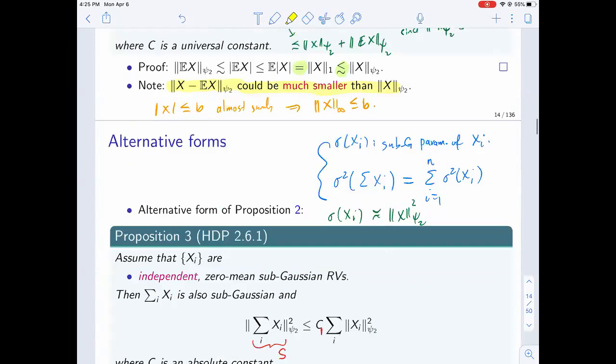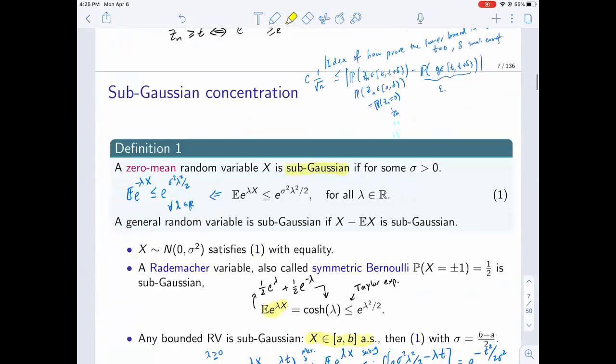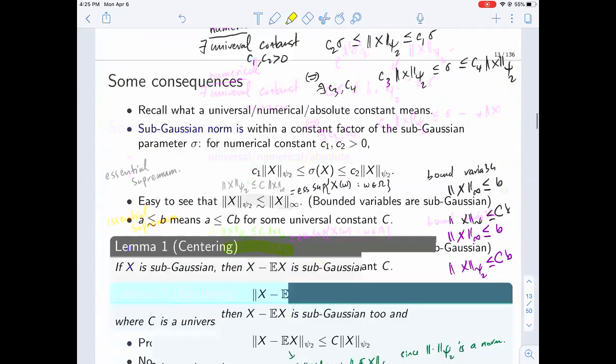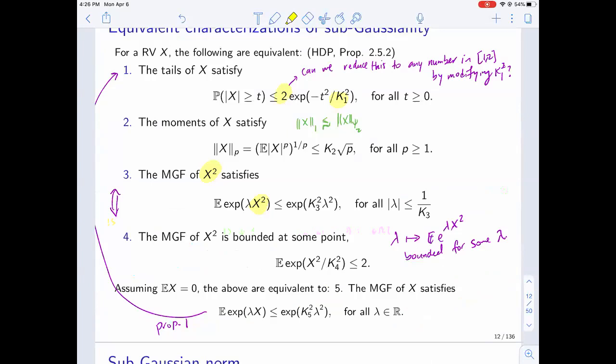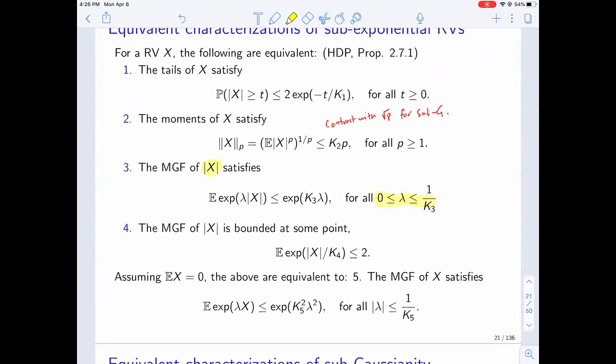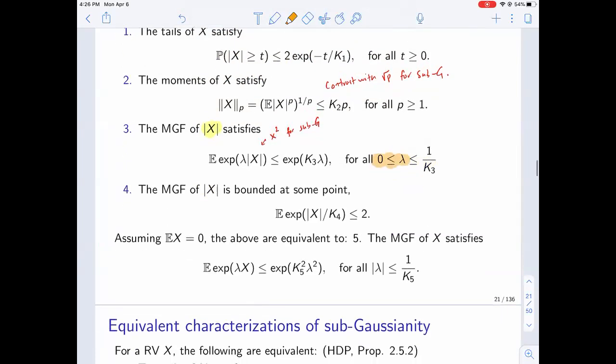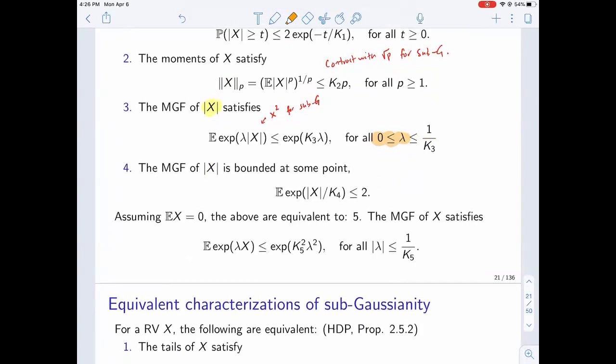Let's compare this characterization with this one. Sorry, moving fast. So you see here, there's no absolute value. We don't have the absolute value characterization. But this is a little bit different. That was for x squared. This is saying the absolute value instead of x squared, so it's contrasted. This was x squared for the sub-Gaussian. And then we also have this one-sided version here. Whereas for the sub-Gaussian case, we require this to be two-sided. There's a subtle difference. The HDP book goes into it, which I'm not going to talk about.